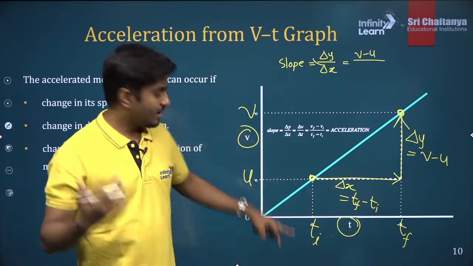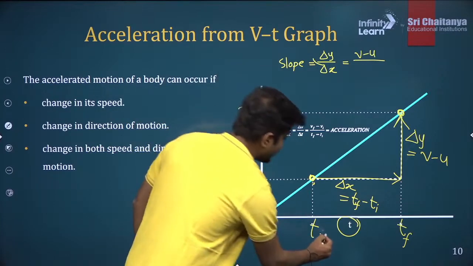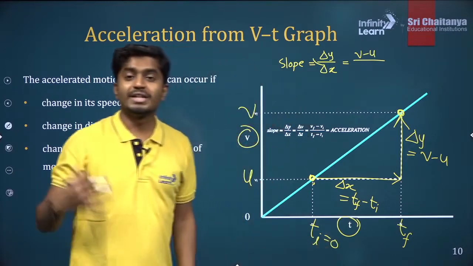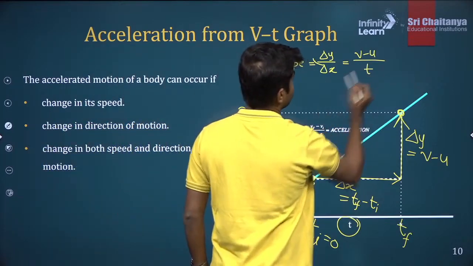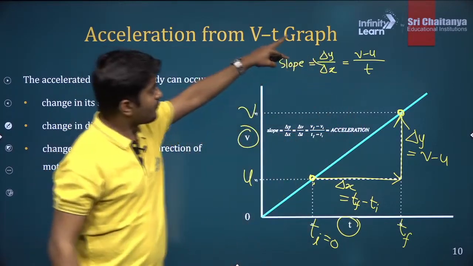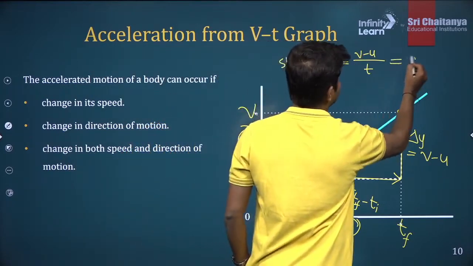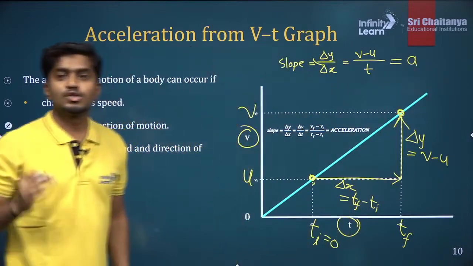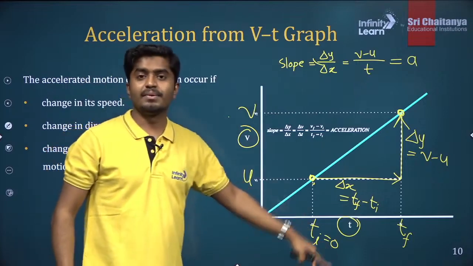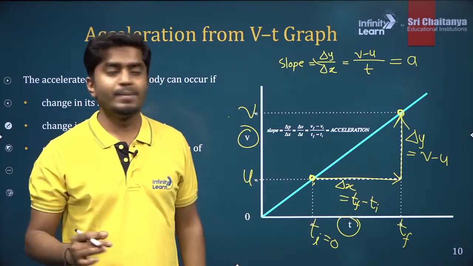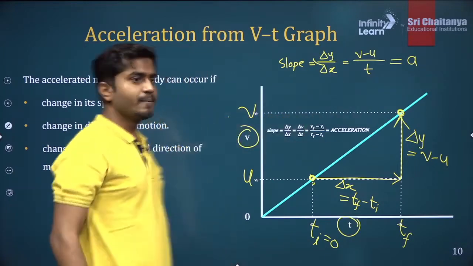If you start your stopwatch at this point, you can assume that t initial is 0. So t final becomes the total time duration. So this is simply time. Do you remember this? v minus u divided by time. This is nothing but our acceleration. So whenever you have a straight line in the velocity time graph, if you calculate the slope, that slope is nothing but our acceleration. Clear?